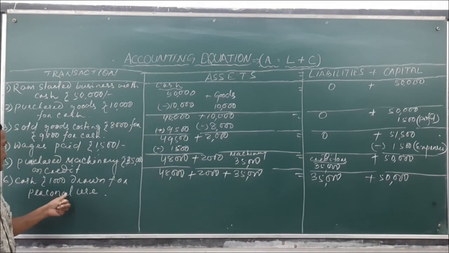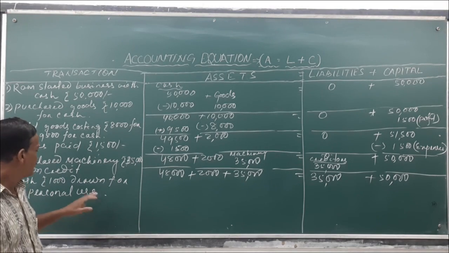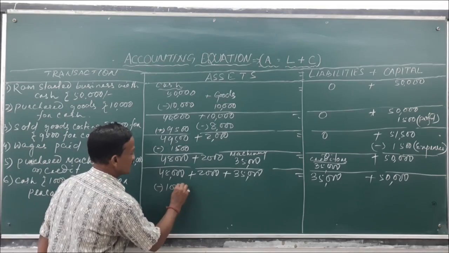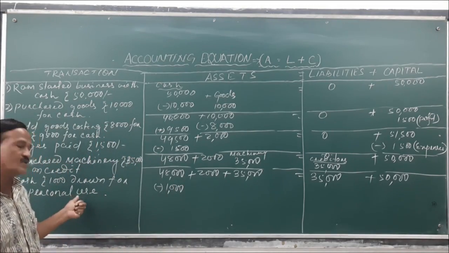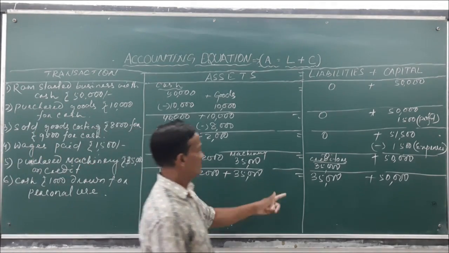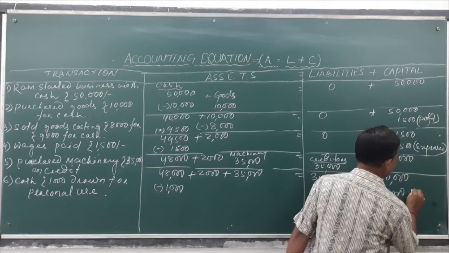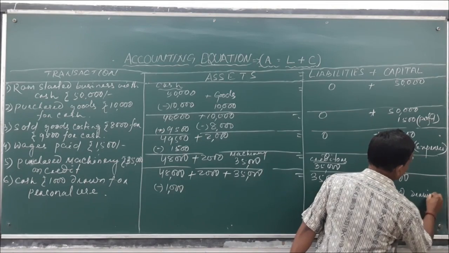Then the last transaction: cash 1,000 drawn for personal use. That means cash decreases by 1,000. Drawn for personal use means drawings, so 1,000 is subtracted from capital as drawings.